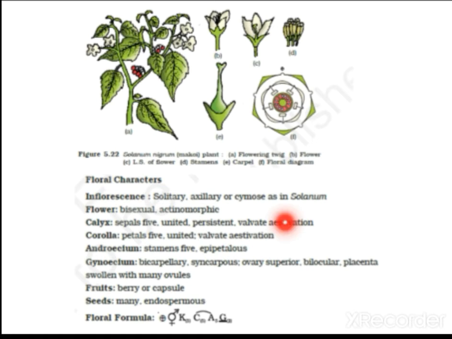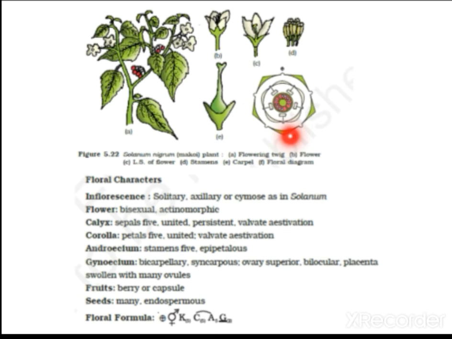Stamens are united along with the petals, joined with the petals, so that's why epipetalous, and that's why they have given C and A, and above that they have given a bridge-like structure. So that's why it is showing the androecium is attached along with the corolla. It is attached along with the petals, that's why this symbol has been shown. By seeing the symbols you can easily find out the structure of the flower.